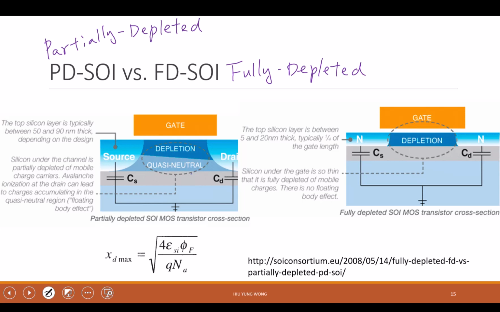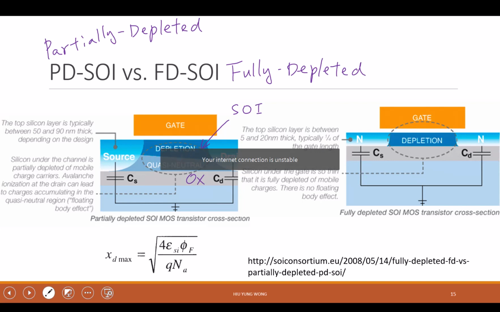This is oxide, okay? And this is the silicon, so we call it SOI, right? You have to be careful when people say SOI. Sometimes they mean the whole wafer, sometimes they're talking about this silicon, because this is the silicon on insulator. So they can be talking about this layer. Sorry, my internet has some problem, right? So let me say again, you have partially depleted and fully depleted.